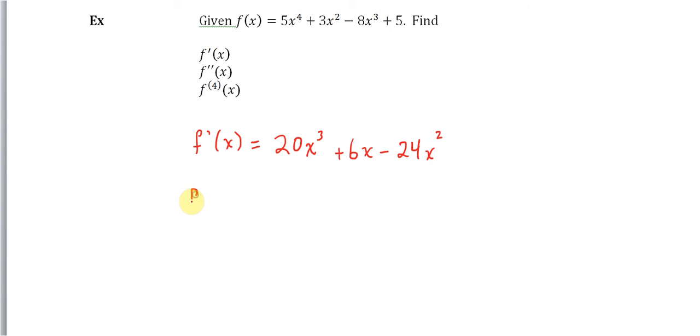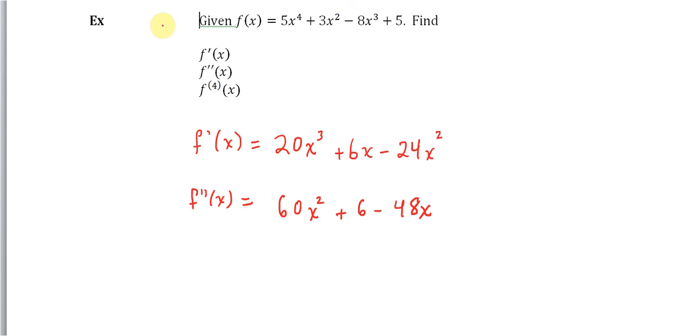To find our second derivative, we're just going to take the derivative of the first derivative. So this will be 60x squared plus the derivative of 6x is 6 minus 48x.